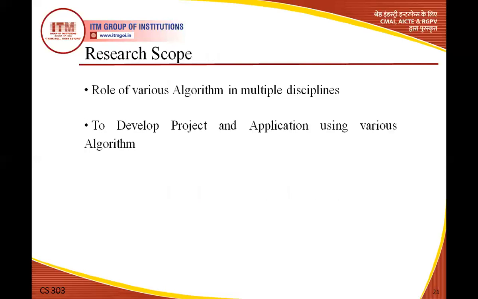Okay. So the research scope is there, because without the role of various algorithms, multiple decisions, without algorithms, research is not possible. In multiple disciplines, all the disciplines use various different types of algorithms to develop any project or application. So the research scope of algorithms is very high, because without algorithms you cannot develop any project, any application. In the research area, I think algorithm is the most important part.